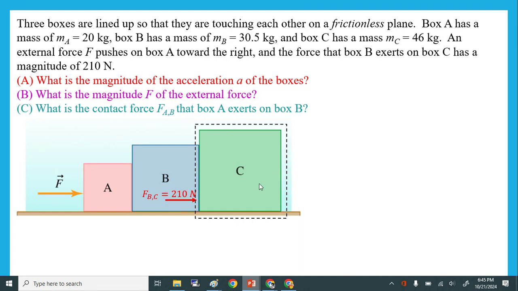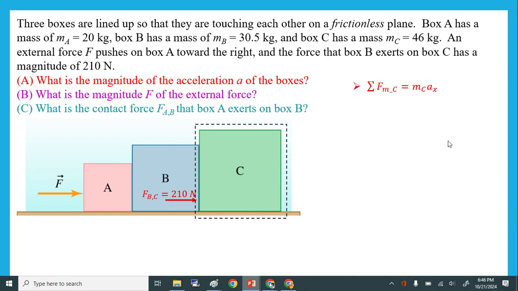because the only reason box C is moving is because box B is pushing it. So in this case, the contact force given in this particular diagram is force B onto C, which is 210. Box C, therefore, is super easy to do because there's only one force in the horizontal direction. That's exerted from B onto C.